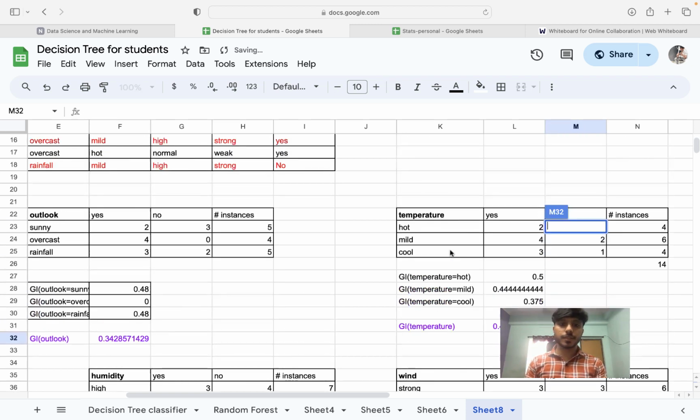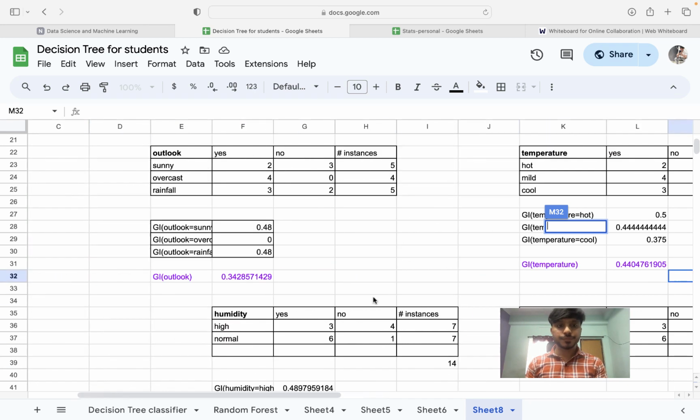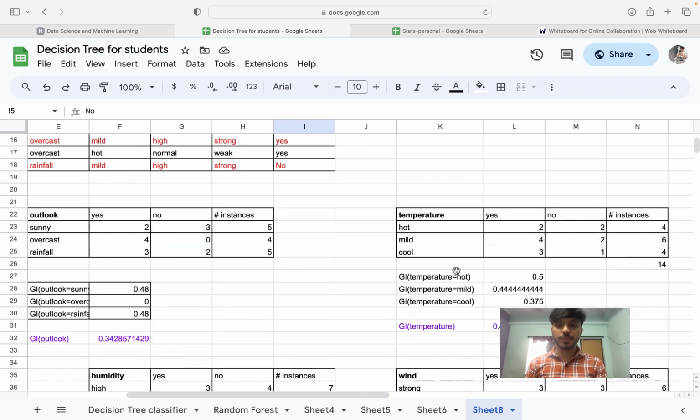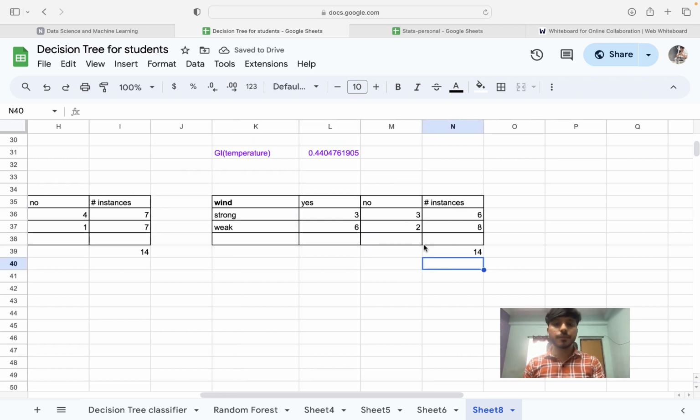Okay, 6 instances. Similarly for weak, 3 yes, 4, 5, 6, 6 yes and 2 no's. So I'll show you again. 6 yes, this 1, 2, 3, 4, 5, 6 and 2 no's, 1 and 2. Okay, 2 no's, and total is 8, and this total will remain constant, 14.